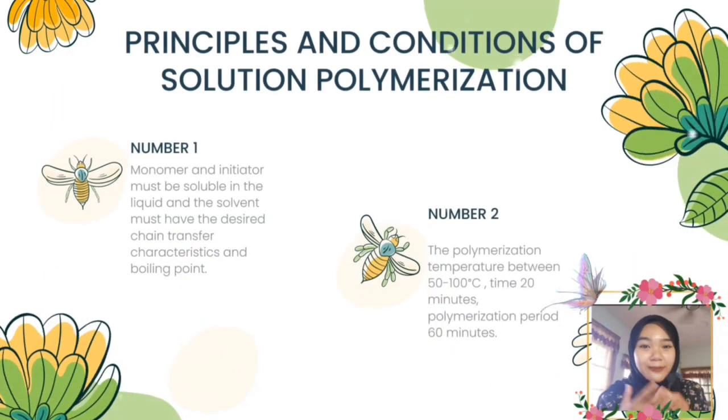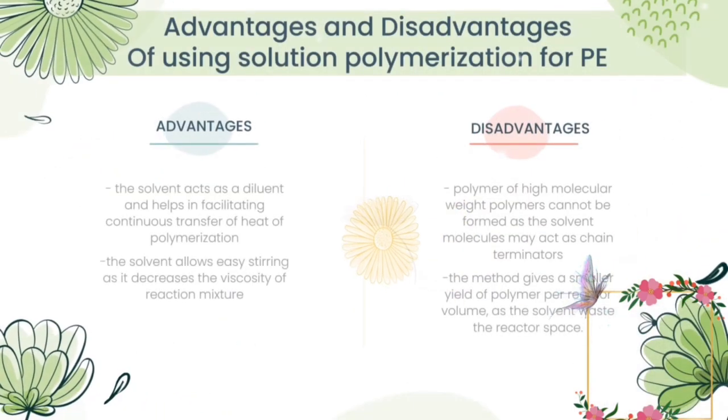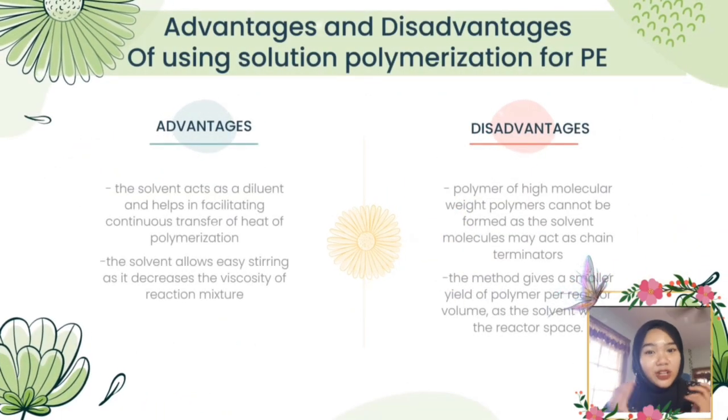Next, the principles and conditions of solution polymerization. Number one, monomer and initiator must be soluble in the liquid, and the solvent must have the desired chain transfer characteristics and boiling point. Number two is the polymerization temperature. Polymerization temperature is between 50 to 100, and the time given is 20 minutes. Polymerization period 60 minutes.